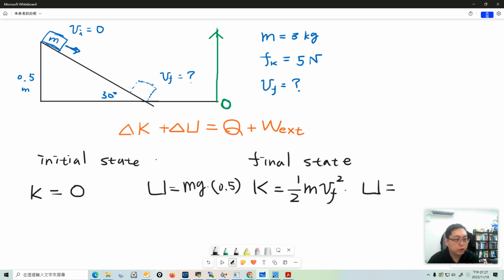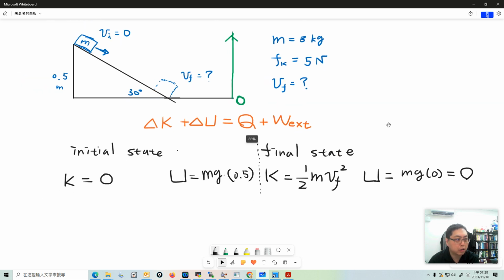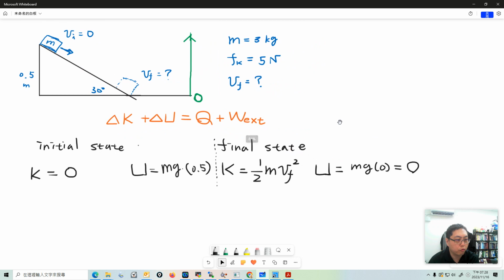For the potential energy, because we hit the ground and we set the height origin here, at the final state the height is 0. So it's mg times 0, which is just 0. That gives the kinetic energy and potential energy. The next question is whether there is any heat or work done by an external force.